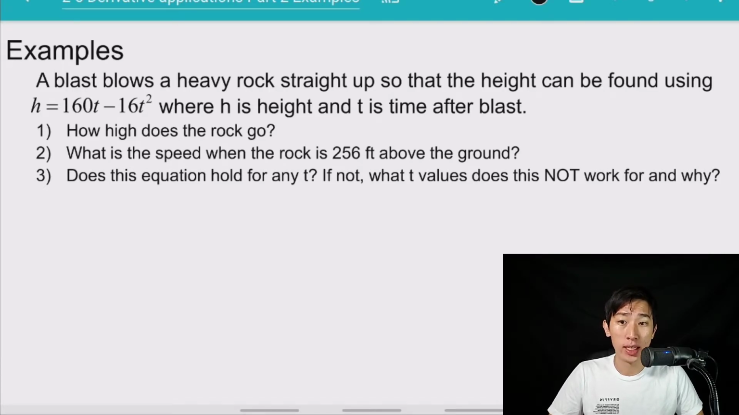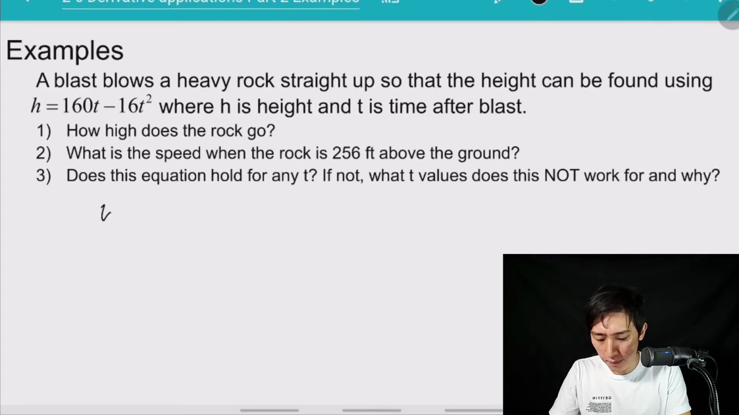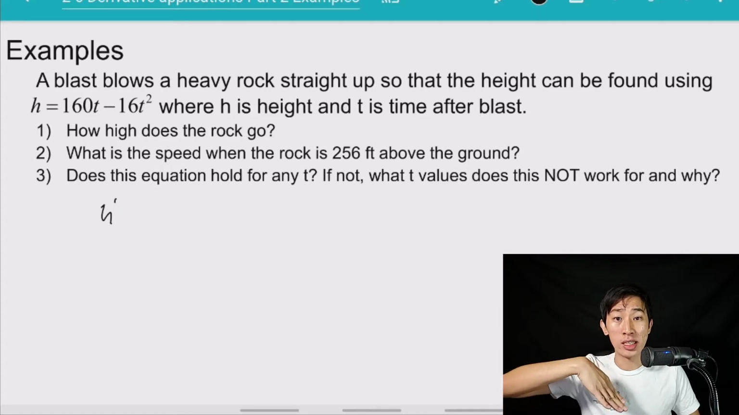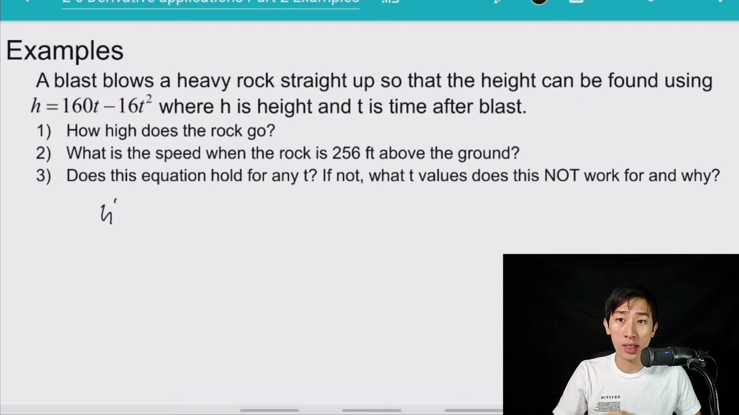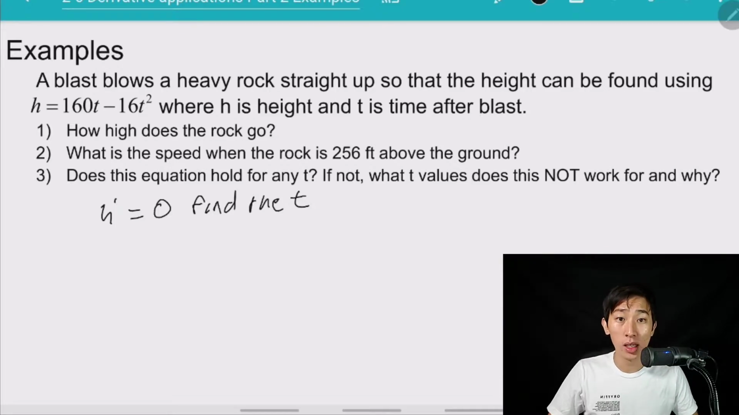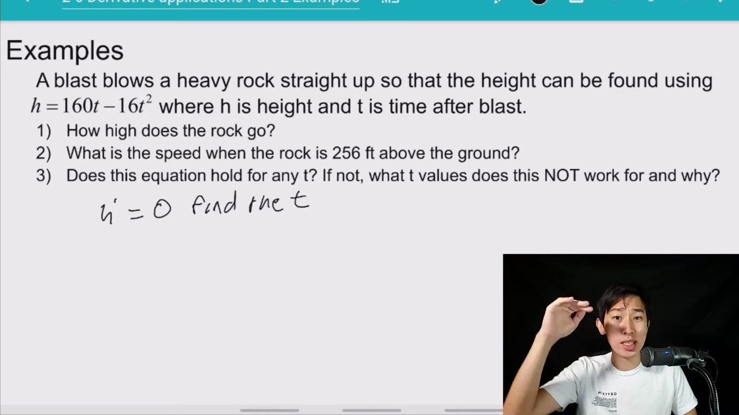Now, if you wanted to figure this out using calculus, if you do h prime, you're saying what is the rate of change of your height. If your rate of change is positive, that means your height is going up. But the second your rate of change is negative, that means you're starting to decrease in height. So with that contextually, basically what we're looking for is h prime equal to 0. Find the t. That's what question 1 is asking. How high does the rock go? Again, you're basically looking for when does this maximum occur? When do I stop increasing and start decreasing?